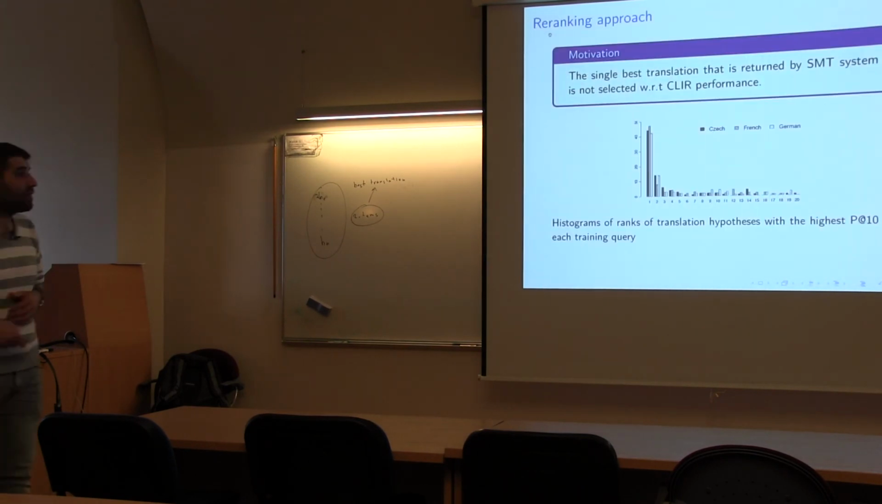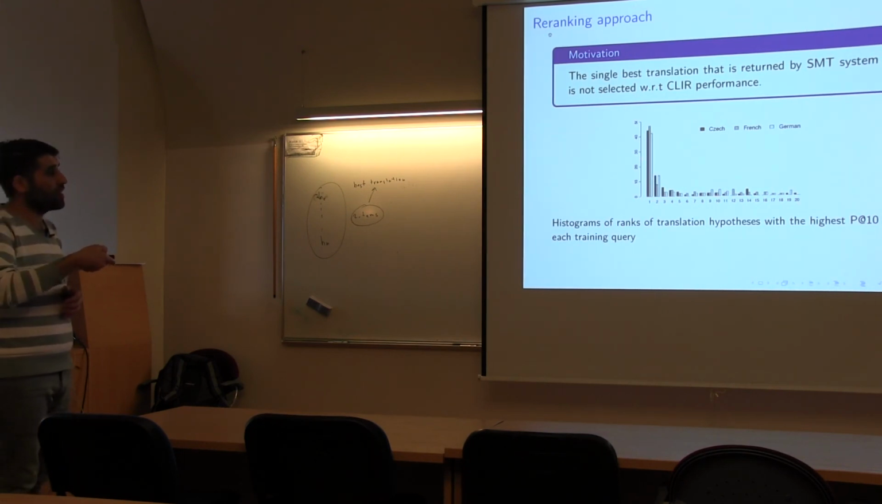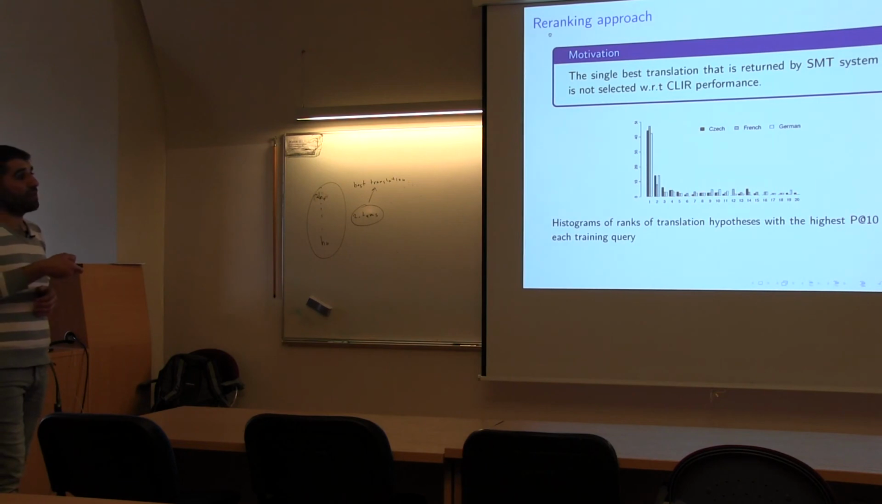But back to this figure. By re-ranking them here, in 50 cases we got a hypothesis that gives a higher P at 10 than the best translation. So which means that it's a large number of cases, and of course here we don't care about ordering in IR. So there were some informative terms in this hypothesis.